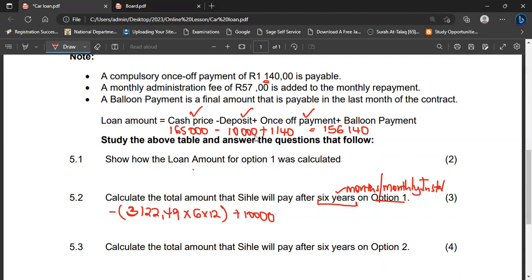So at the end of it all, how much will the person have paid? How much would the person have paid? Yes, in the brackets we have 3,122.49 times 72, then add on the 10,000, which becomes the total.